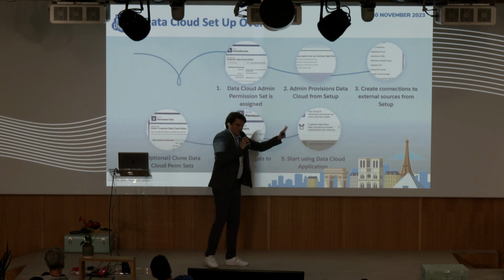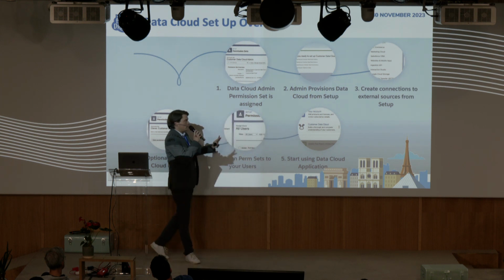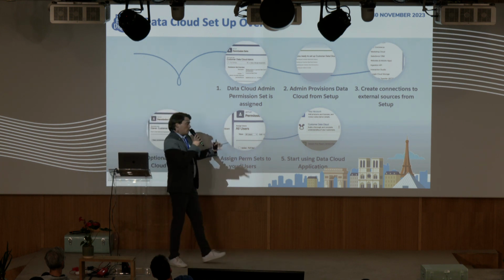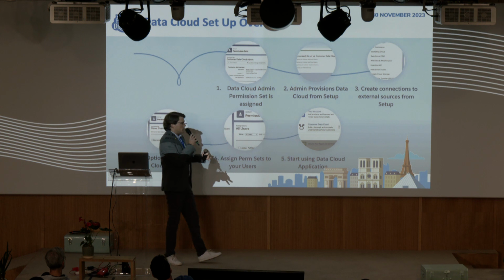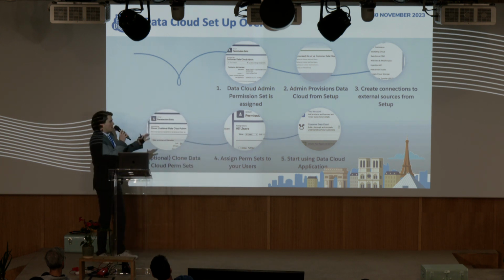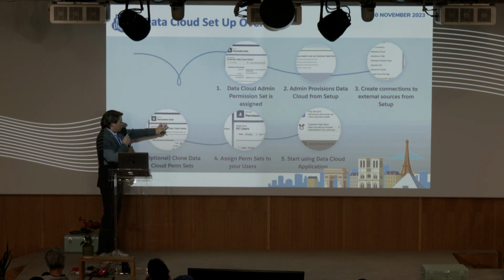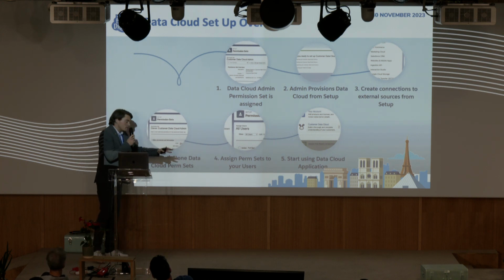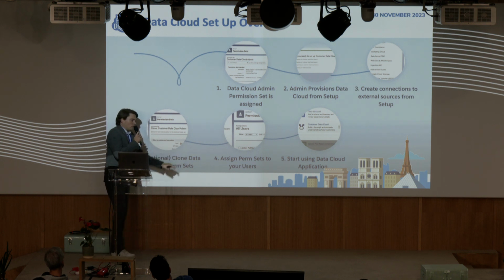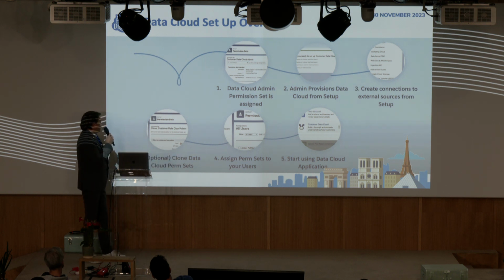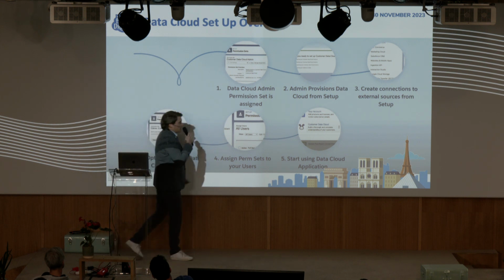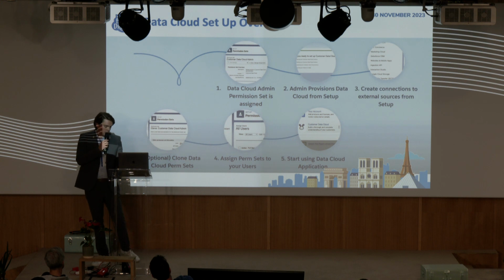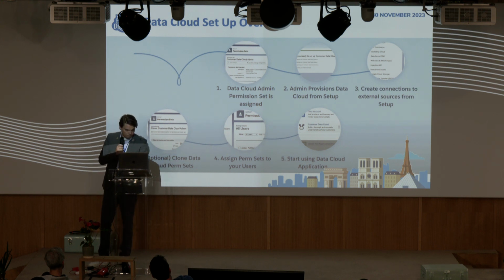Create your connections. It's just connections. No data is streaming in yet, but you can say, I want to connect it with that CRM. I want to connect with Marketing Cloud. I want to connect with a streaming API or whatever you want to connect to. Then you need to give the permission set to your users. You can clone, of course, if you want to add things to the standard permission sets. And of course, then you can start with Data Cloud, getting the data into Salesforce.